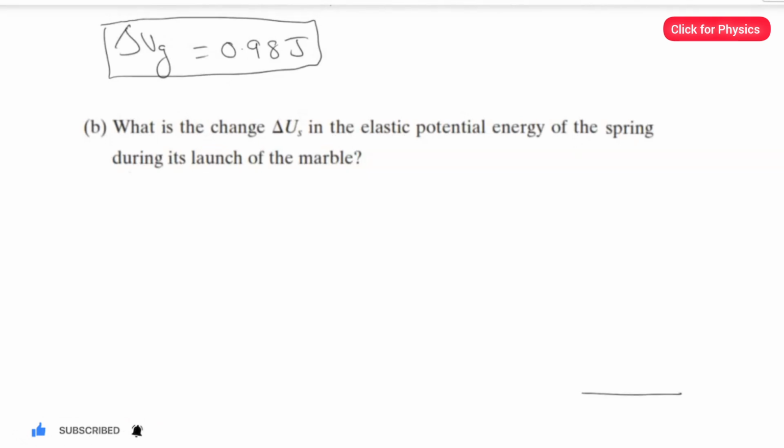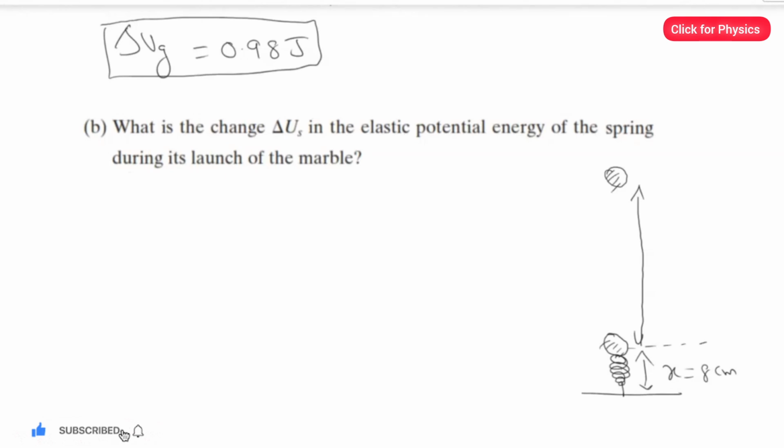So when you compress the spring, this is the compressed part of the spring, which is x, equal to 8 centimeter, and you put the marble on the top, right? And when you shoot, the marble reaches the height from this point to this point.